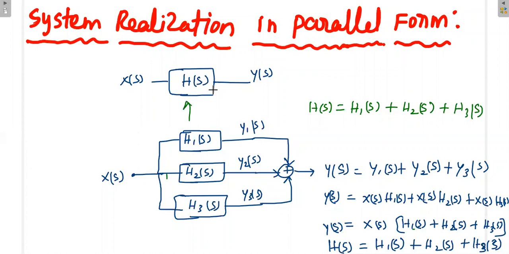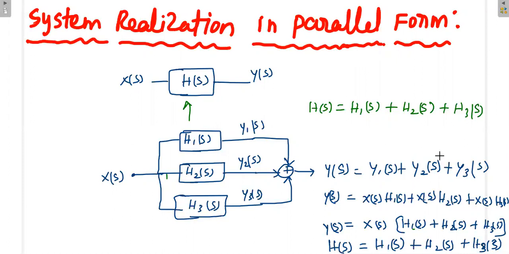But in the exam, we will be given H of s. Now we have to split it into a different format. We have to write it in this format, with the plus sign in between. Then we have to realize H1 separately, H2 separately, H3 separately. For all of H1, H2, H3, we give a common input, but the output will be different. Then we add all the outputs, and we get the output Y. That is the parallel form realization.